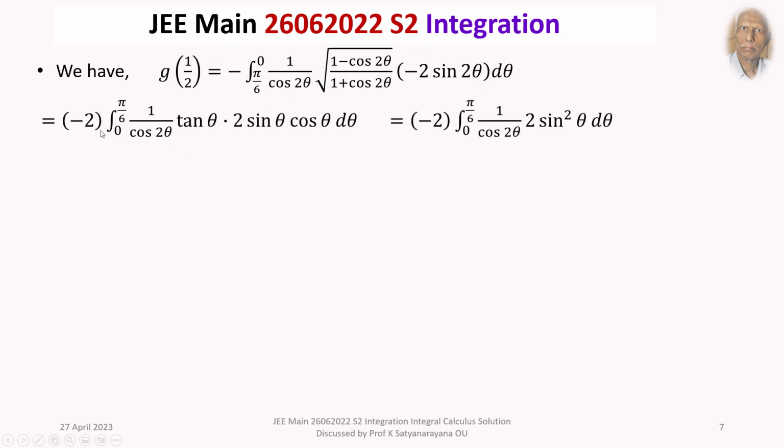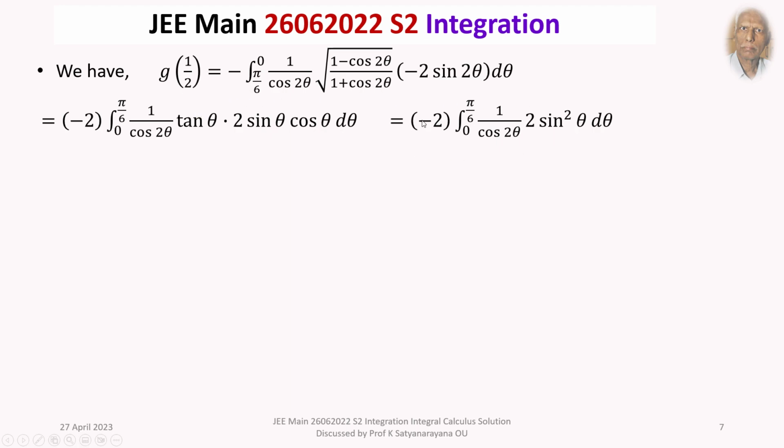The integral 0 to pi by 6, 1 by cos 2 theta into under the square root of 1 minus cos 2 theta is 2 sin square theta by 1 plus cos 2 theta is 2 cos square theta. So 2 cancels. It is sin theta by cos theta, that is tan theta. For sin 2 theta, we have written 2 times sin theta into cos theta with respect to theta. Tan theta we have written sin theta by cos theta, cancels. You will get 2 sin theta into sin theta, that is 2 sin square theta.